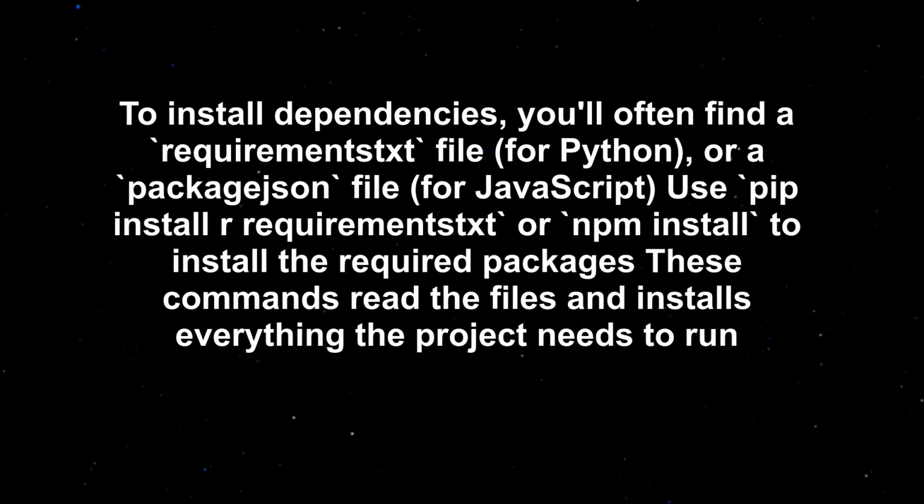To install dependencies, you'll often find a requirements file for Python, or a package.json file for JavaScript. Use pip install -r requirements.txt, or npm install to install the required packages. These commands read the files and install everything the project needs to run.